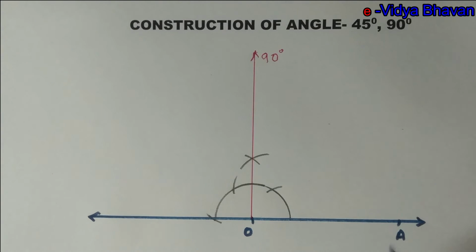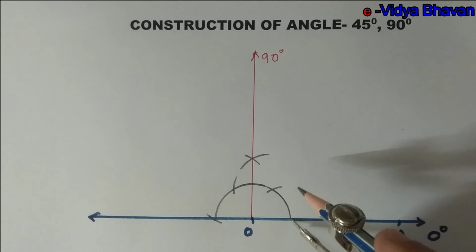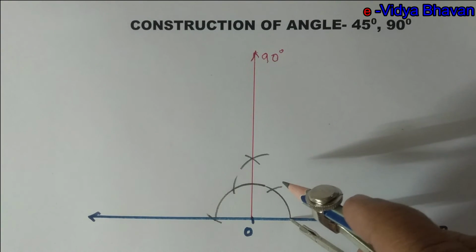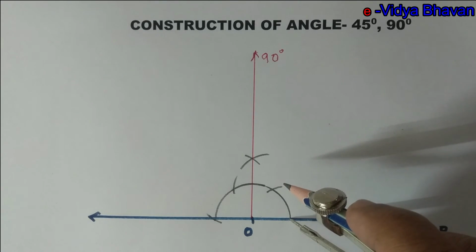Now OA can be considered as 0 degree. Let us bisect angle between 0 and 90 degree. When we bisect the angle between 0 and 90, we will get 45 degree.